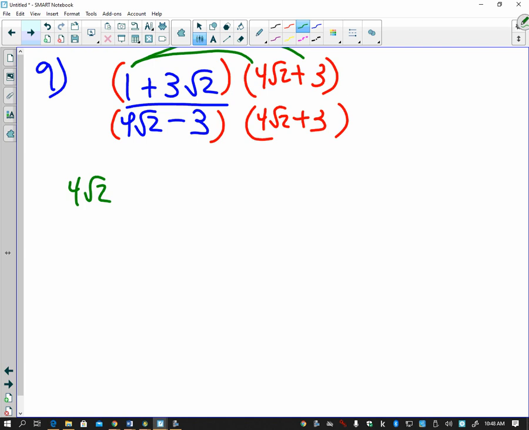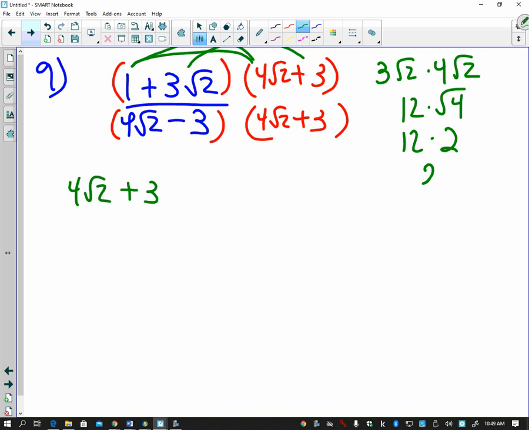Outer. 1 times 3 plus 3. First, outer, inner. This is where things get complicated. All right. So I'm going to put over here just so we see everything that's happening. 3 radical 2 times 4 radical 2 is 12 times radical 4, because radical 2 times radical 2 is radical 4. All right. And radical 4 is 2, and 12 times 2 is 24.